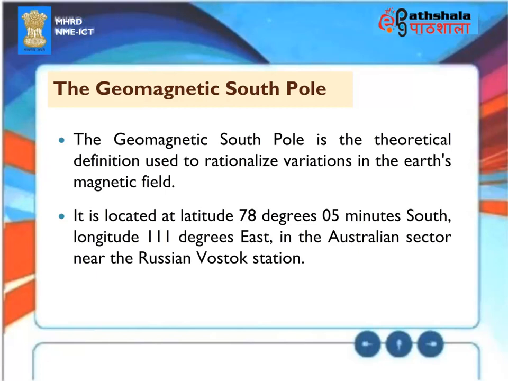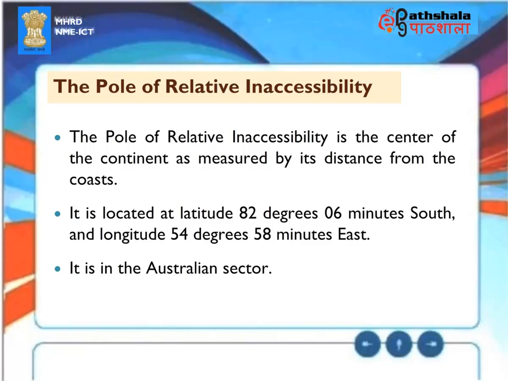The Geomagnetic South Pole. The geomagnetic South Pole is the theoretical definition used to rationalize variations in the Earth's magnetic field. It is located at latitude 78 degrees 5 minutes south, longitude 111 degrees east in the Australian sector near the Russian Vostok region. The Pole of Relative Inaccessibility. The pole of relative inaccessibility is the center of the continent as measured by its distance from the coasts. It is located at latitude 82 degrees 6 minutes south and longitude 54 degrees 58 minutes east. It is in the Australian sector.